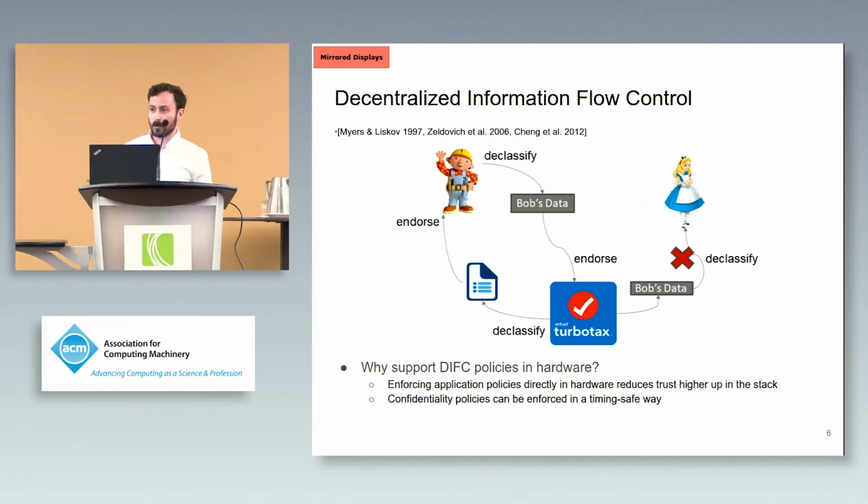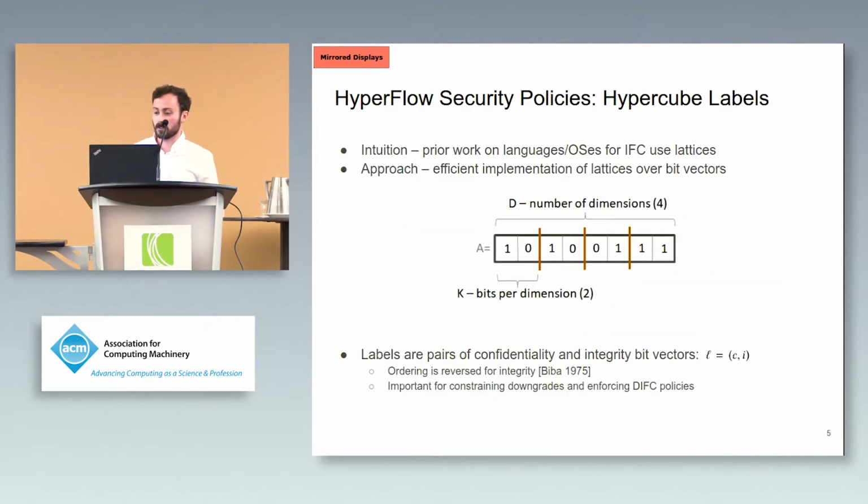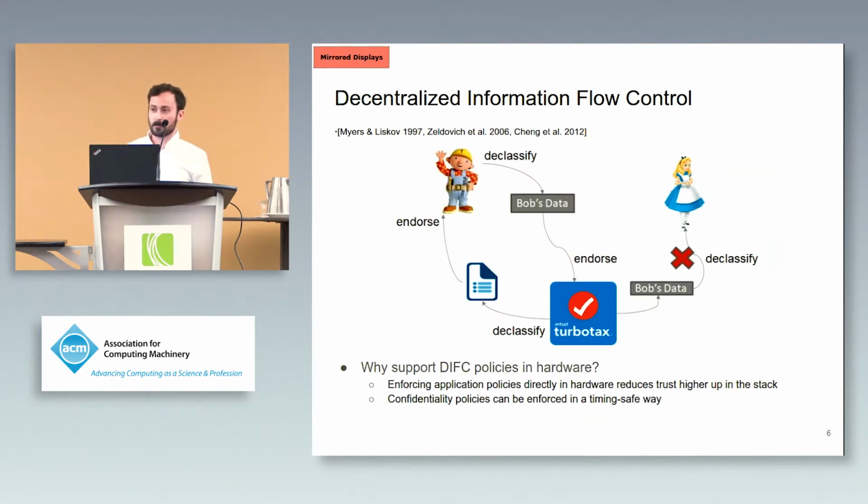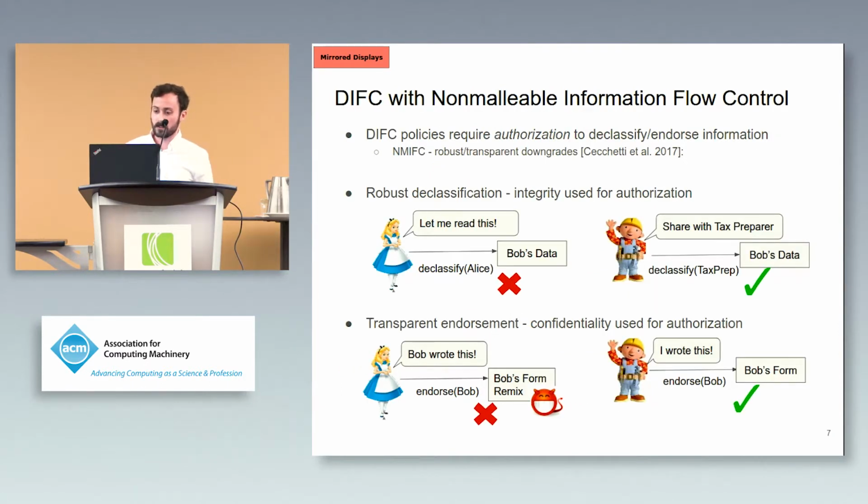So these are useful application security policies, but you may be wondering why we would like to enforce these in hardware. Well, by enforcing these policies in hardware, we can reduce assurance higher up in the stack, and we can also ensure that these policies do not violate confidentiality through timing channels because we have precise control over how state is manipulated at the microarchitectural level. So how do we enforce these policies?